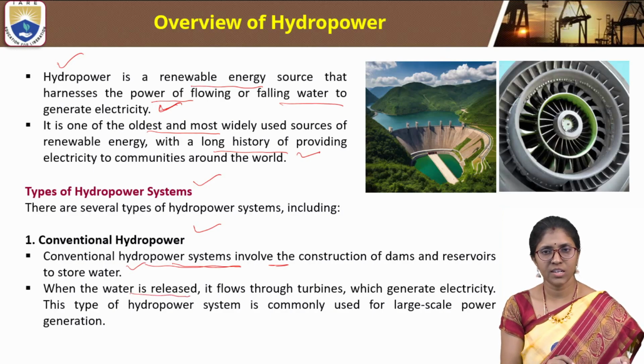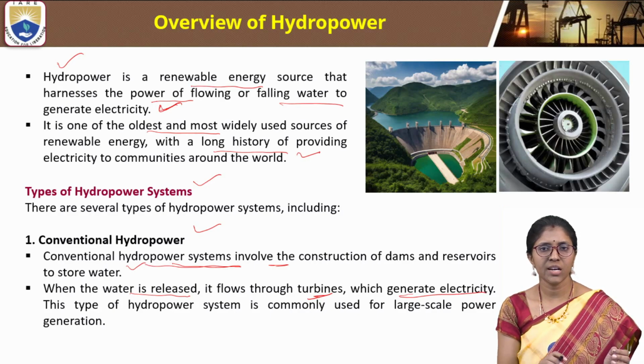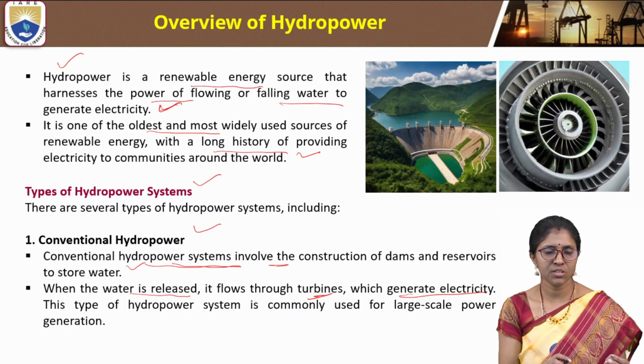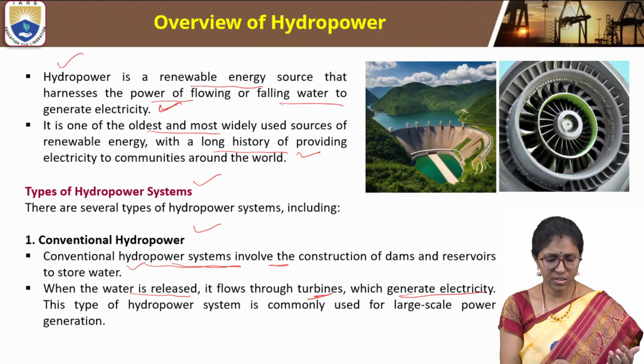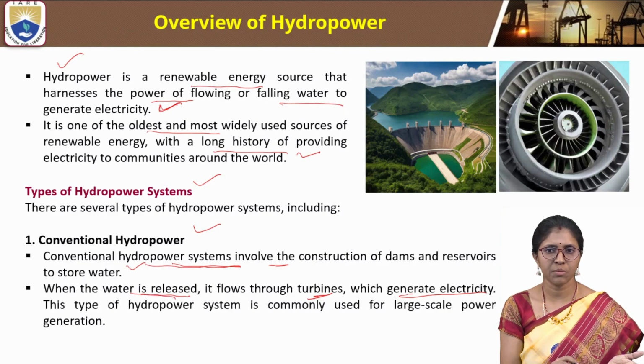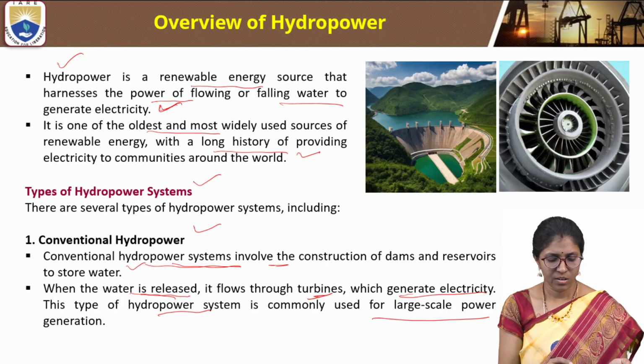When the water is released, it flows through the turbines, which generate electricity. So in a conventional hydropower system, it involves the construction of dams and reservoirs to store the water. When this water is released, it flows onto the turbine, which generates the electricity. This type of hydropower system is commonly used for large scale power generation.